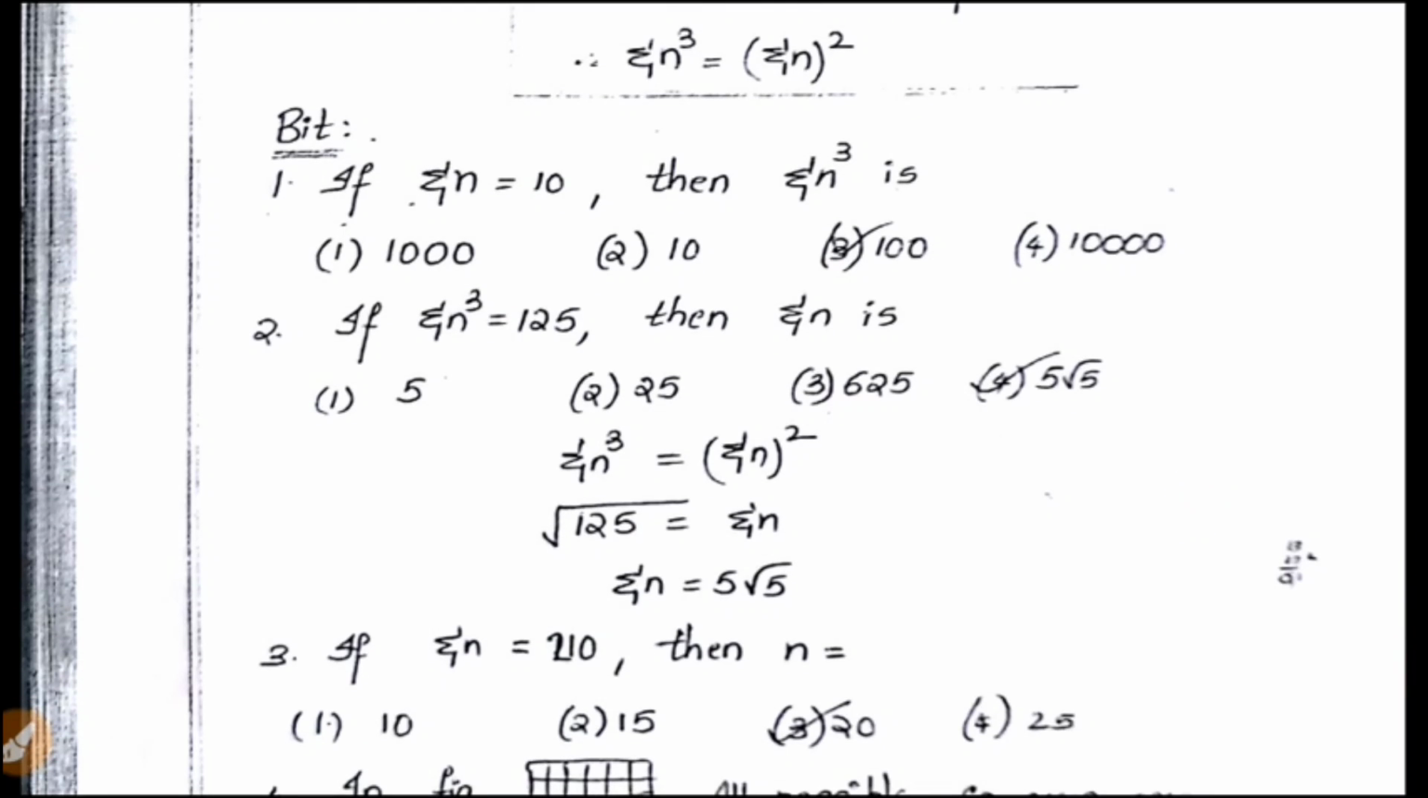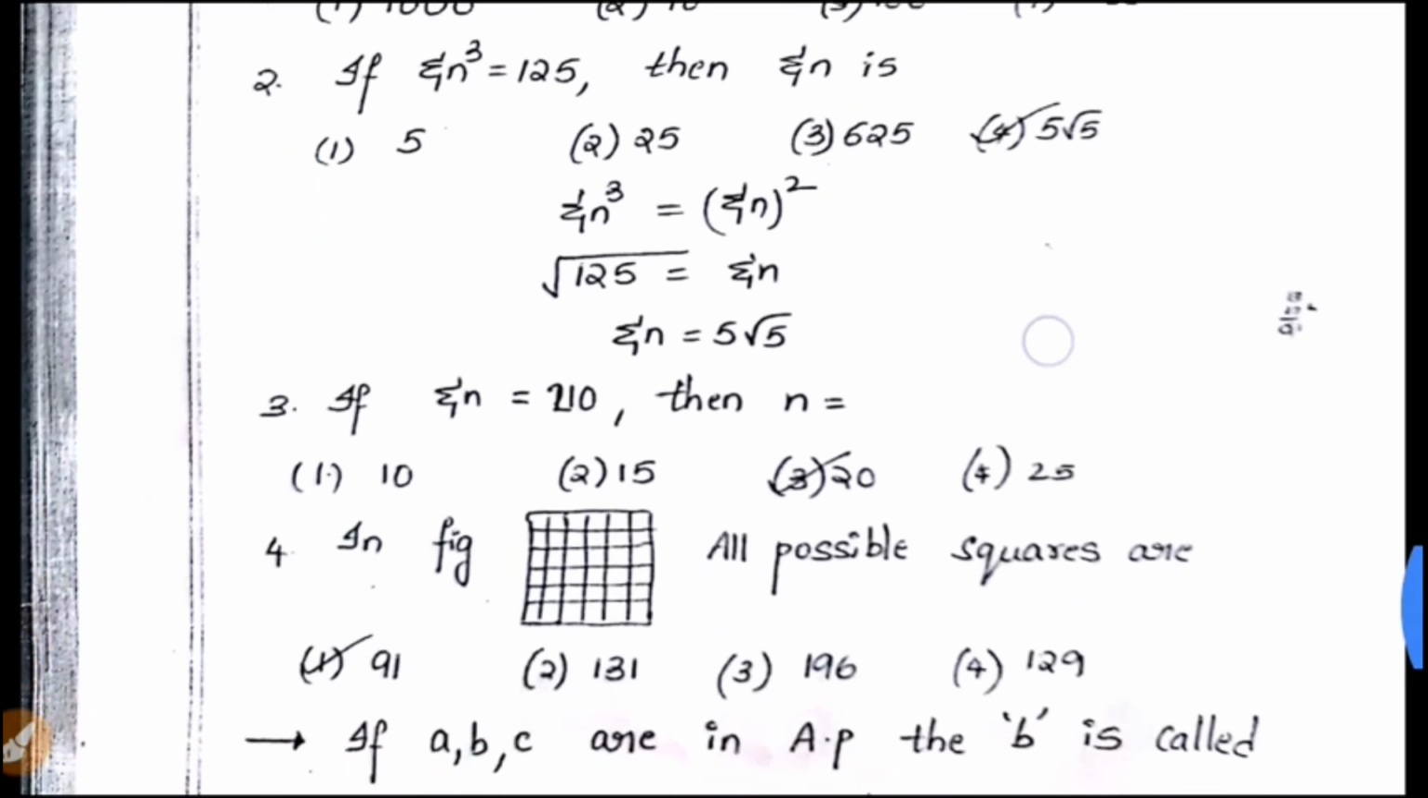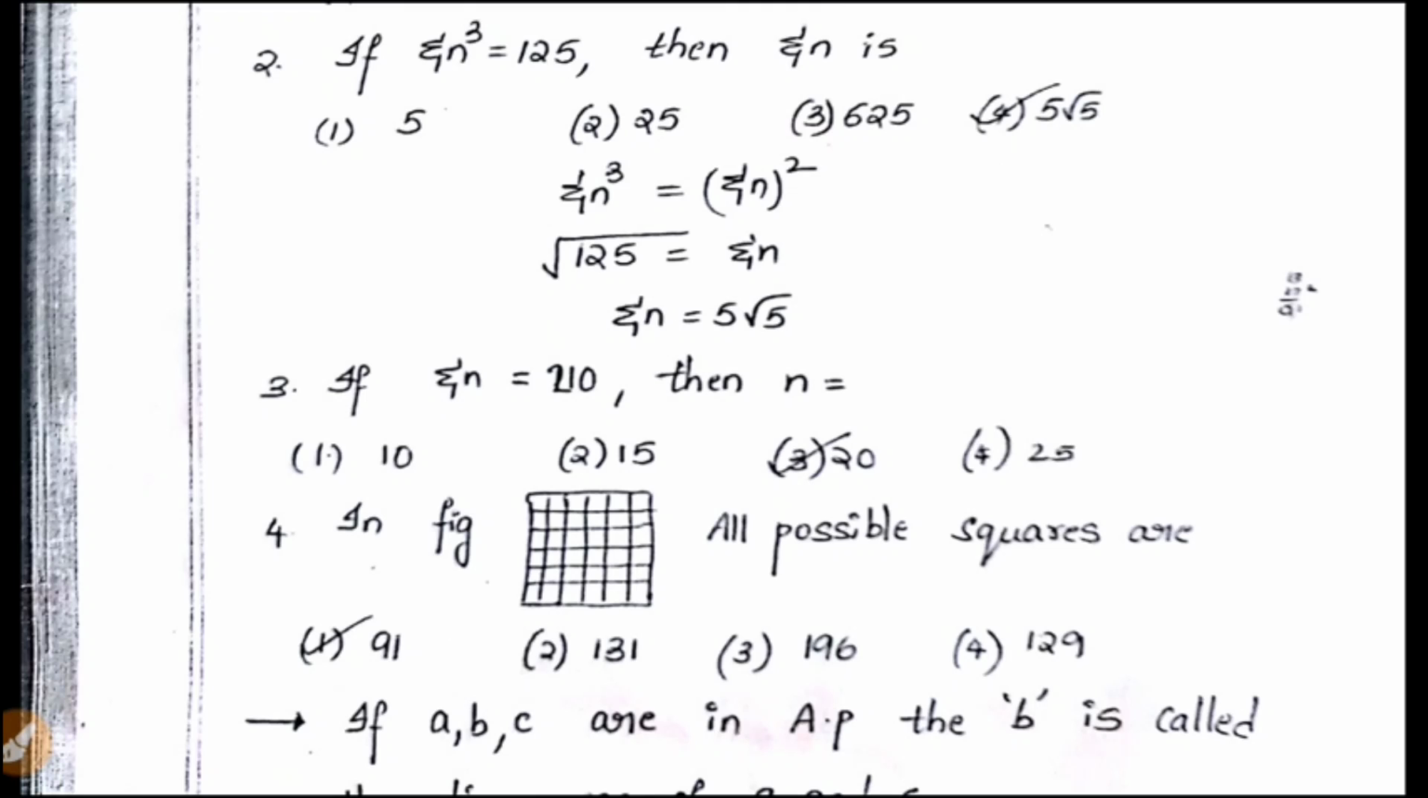Next, sigma n cube is equal to 125, then sigma n is. We know very well the formula sigma n cube is equal to sigma n whole square. So sigma n cube they have given as 125. Square going to the other side is the same as square root. So root over 125 is nothing but 5 root 5, means 25 5s are, so 5 root 5. That is the answer.